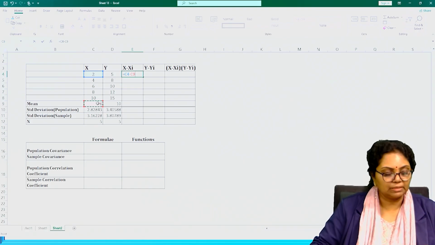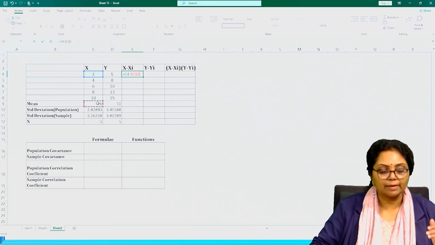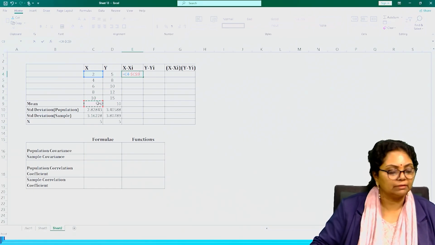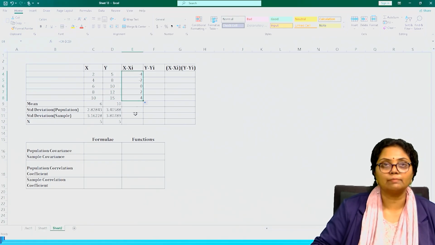So we simply give the dollar symbol. When we press the dollar symbol, it takes the absolute address. So we are giving $C$9 and press enter. So we got 2 minus 6, that is minus 4. Now keep the cursor here, and on this plus symbol simply keep and drag it. We are going to get it for all the observations.